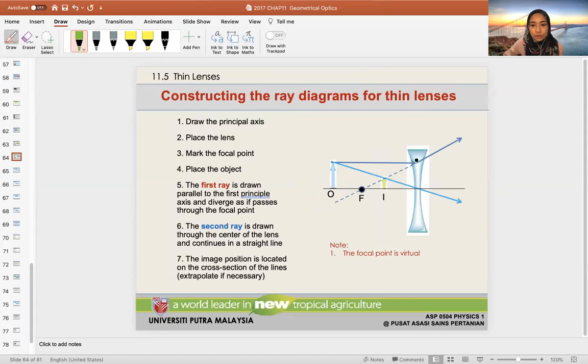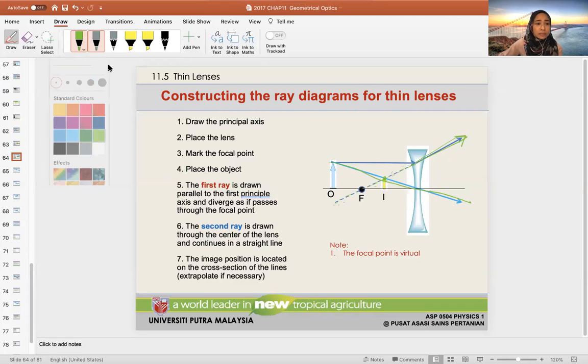This one is for a diverging lens. See here, the shape tells you to diverge. So your focal point is at the virtual side. Diverge. So where is our focal point? It's in the same direction as it's in the same place as the incident light. First ray is drawn parallel. You want to diverge it, so go through the focal point, extrapolate your diverged line, your diverged light. The second ray is drawn through the center, sama juga, through the center. Where does it intersect? It intersects over here.